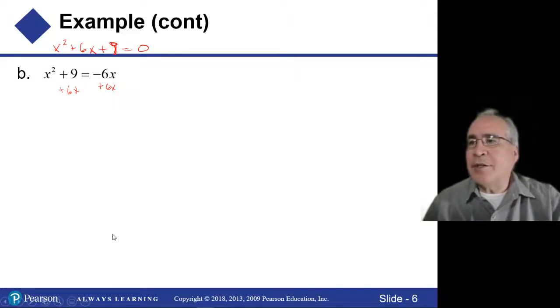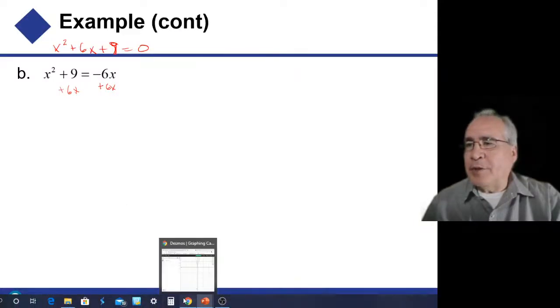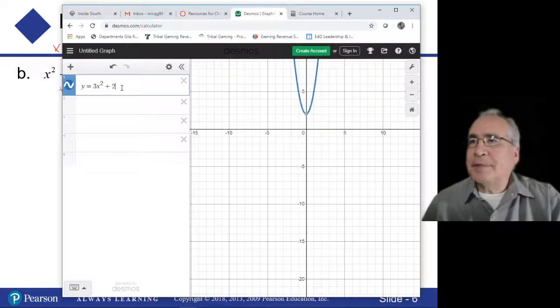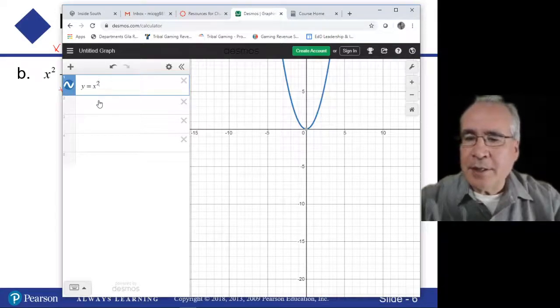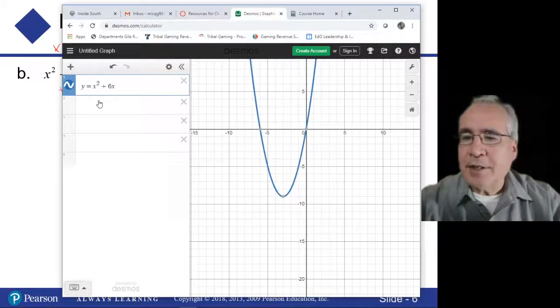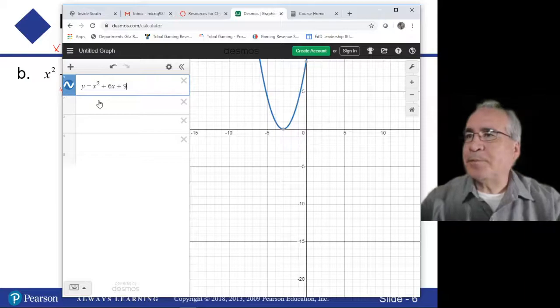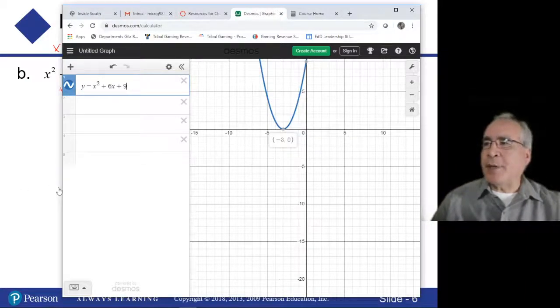Okay, that's all I had to do. And again, we will just go to the graph. Let's change this to x squared plus 6x plus 9. And look at that right away. We see it does cross the x-axis.